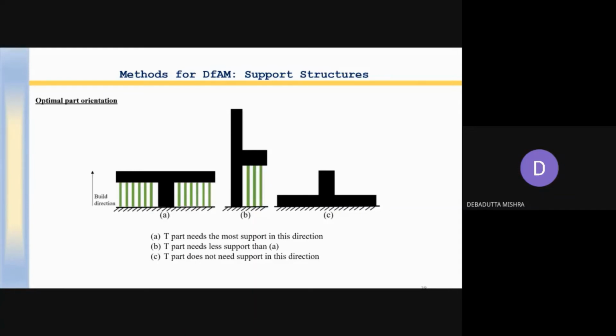Let us call it orientation 1, orientation 2, and orientation 3. In the third orientation, the T is made upside down. Here there is no need of any support. Directly you can build this. Okay. So this is one important design aspect. In the design aspect, you must study this before going for the printing or before going for the final design.